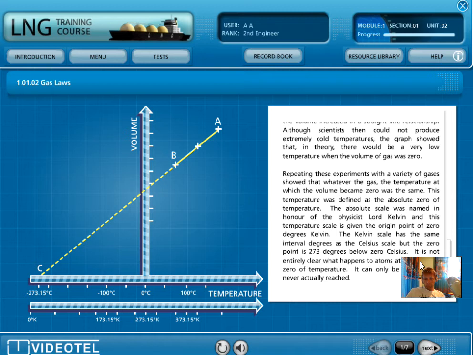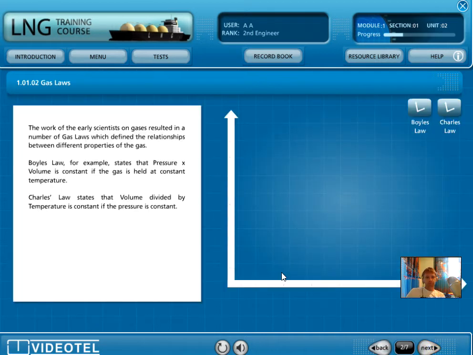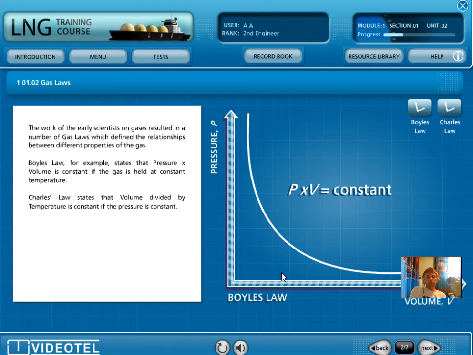It is not entirely clear what happens to atoms at the absolute zero of temperature. It can only be approached, never actually reached. Yes, that is true. It's really a low temperature, which takes a lot of years until we can reach it. The work of the early scientists on gases resulted in a number of gas laws, which defined the relationships between different properties of the gas.